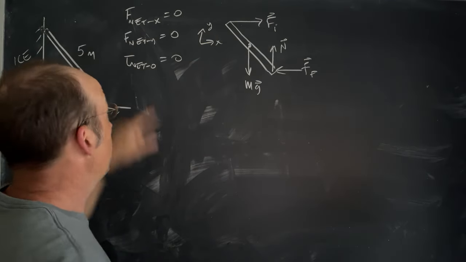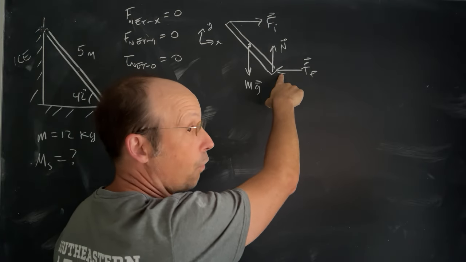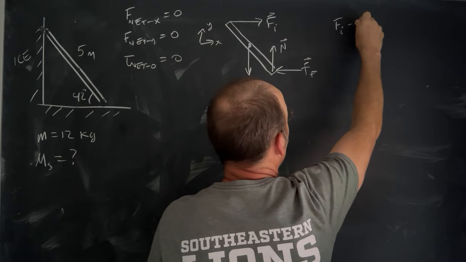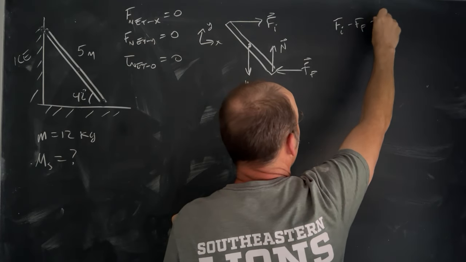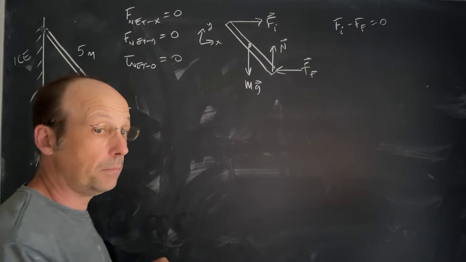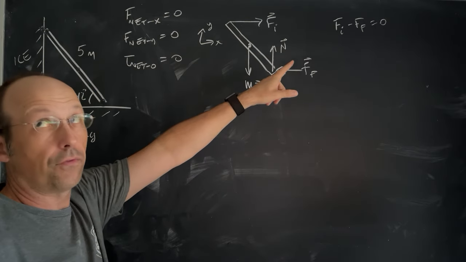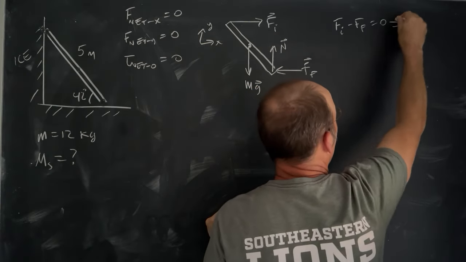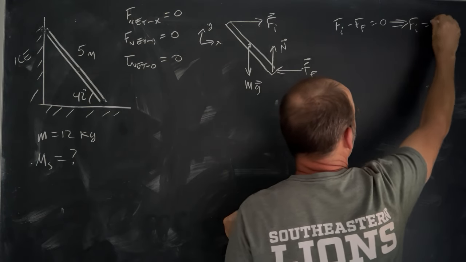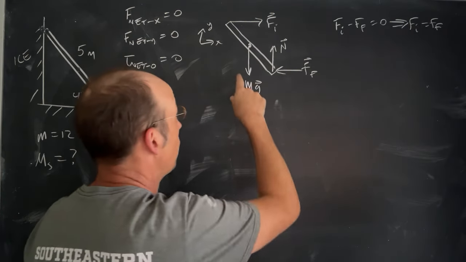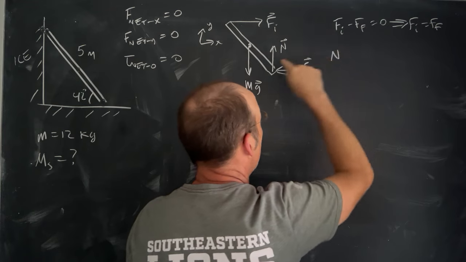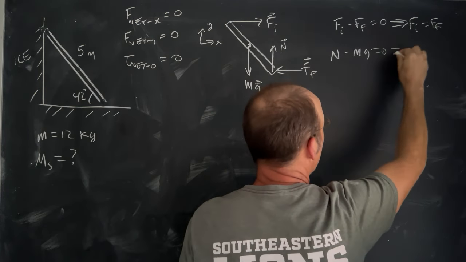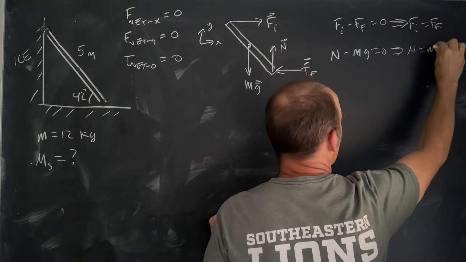If we do that, then this F net equation becomes, there's only two forces in the X direction. We have the force from the ice, minus the force of friction, and that's equal to zero. So that means the friction is equal to the ice force, right? Those two have to be equal. So F ice equals F friction. And then in the Y direction, I have N, the normal force, minus mg equals zero. So N equals mg.